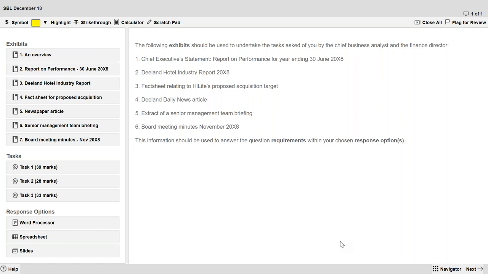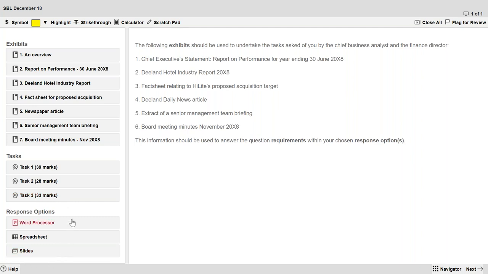Workspace. Okay. So on the left side, you will see the exhibits. There are in total 7 exhibits. The first one is basically an overview or an introduction, followed by 6 proper exhibits. The second section is tasks. Task means questions. In this paper, there are 3 questions or 3 tasks. Task 1 is 39 marks and so forth.